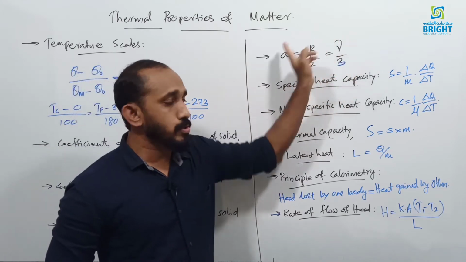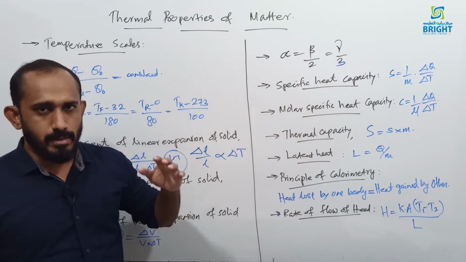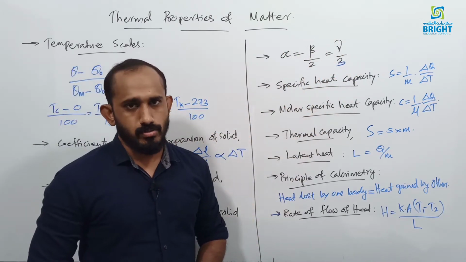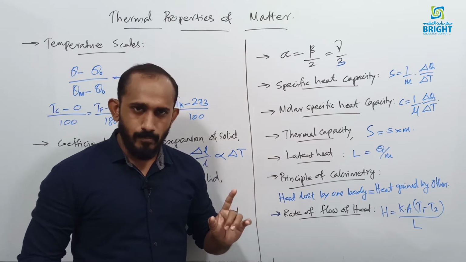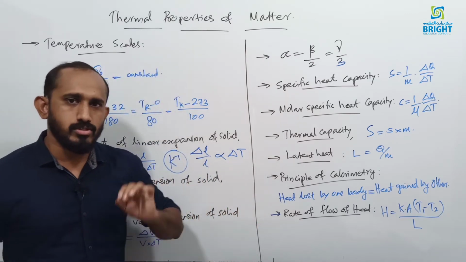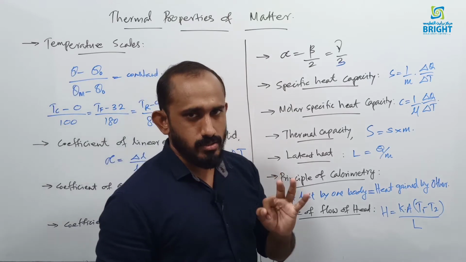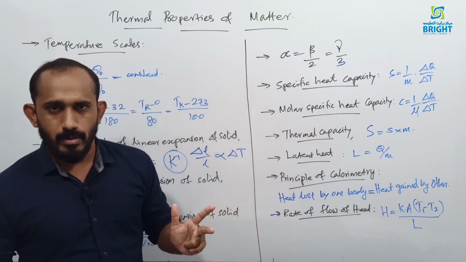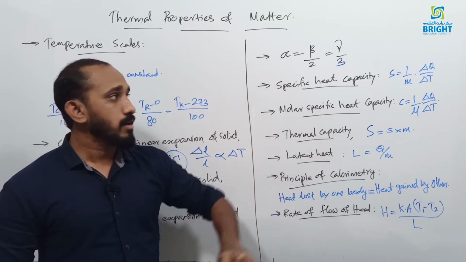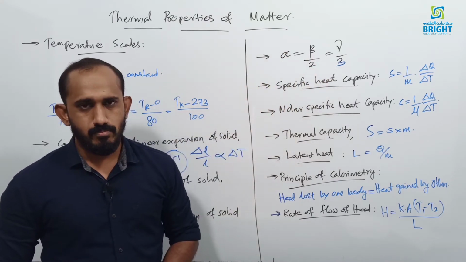So this ratio will help you to link these three coefficients, alpha, beta, gamma. Once more, while you're providing heat to a solid, there is a chance of three expansions: linear, area and volume. Three coefficients we have, alpha, beta, gamma. This way they are related.